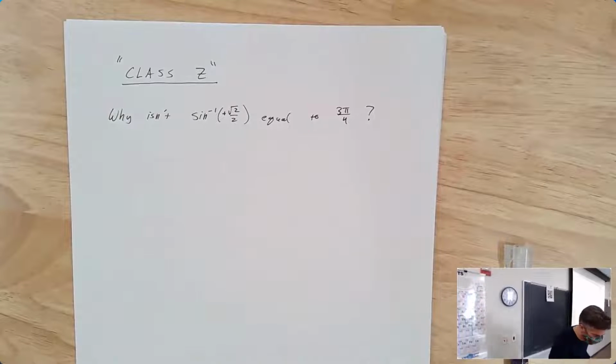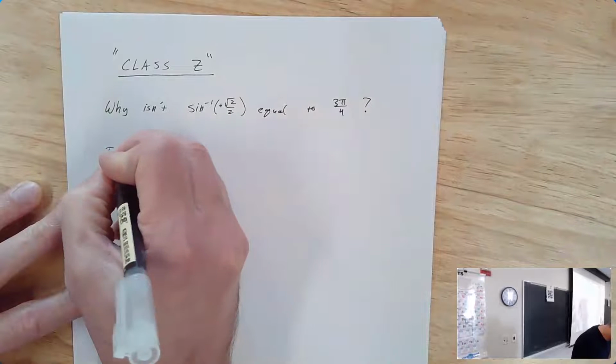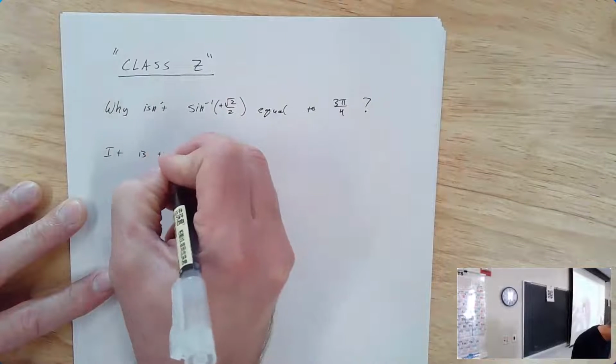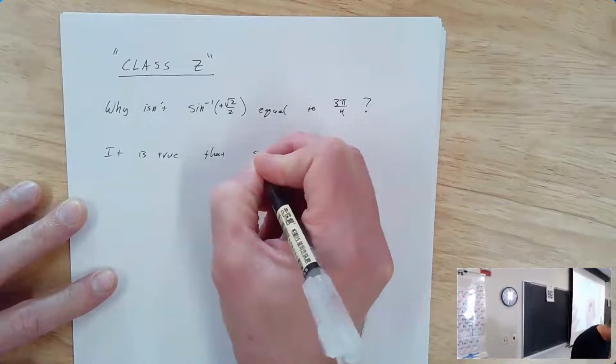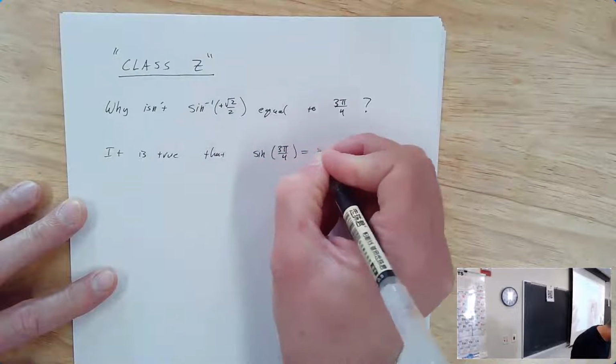And so I want to start today's class with asking this question. Why isn't the inverse sine of root 2 over 2 equal to 3 pi over 4? It's certainly true that sine of 3 pi over 4 equals root 2 over 2.